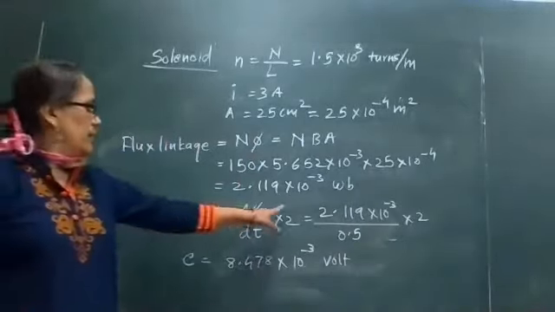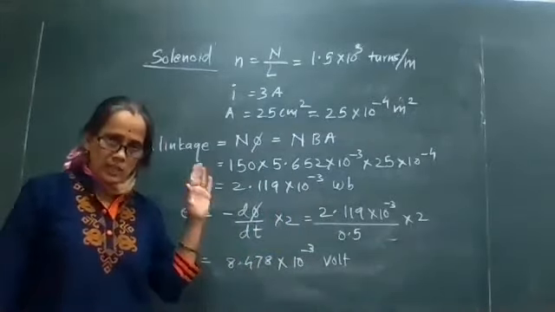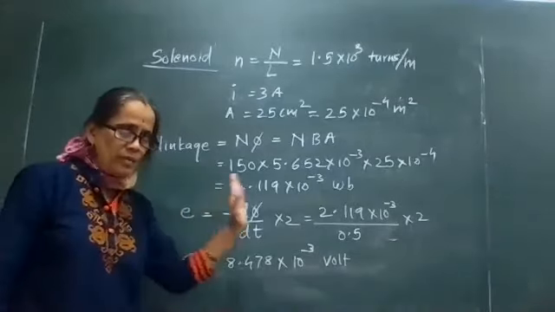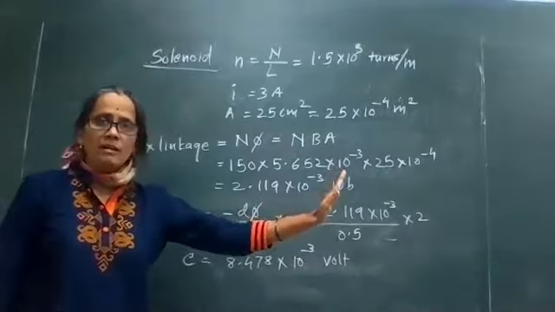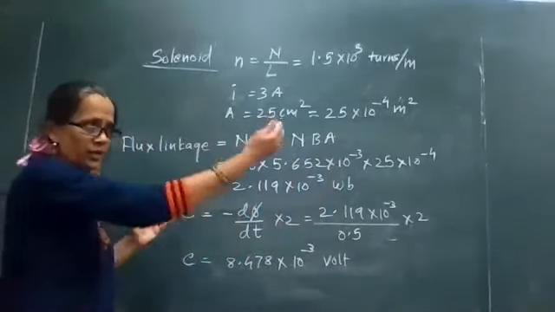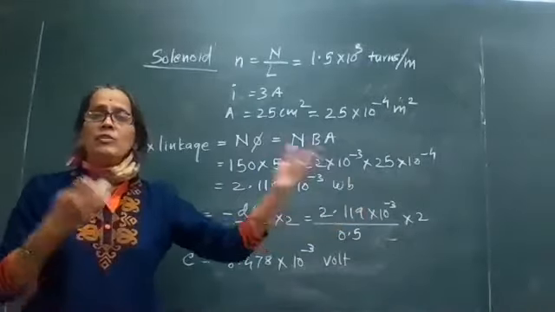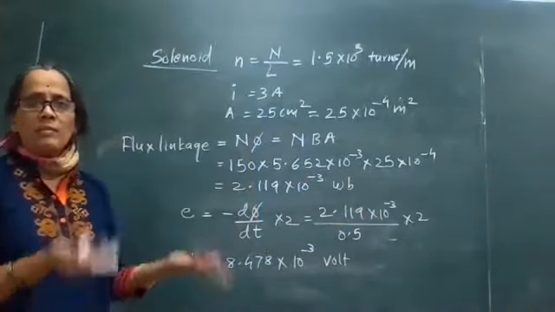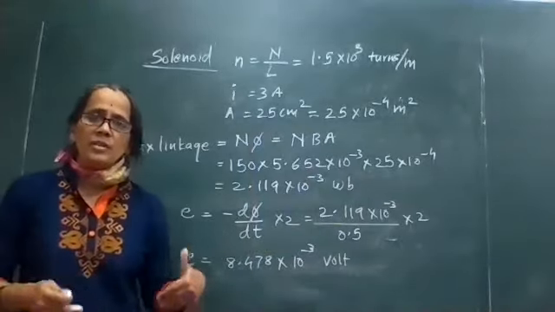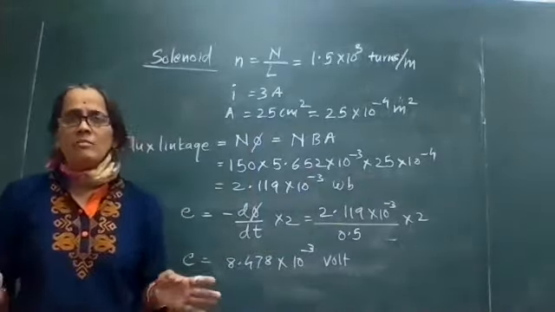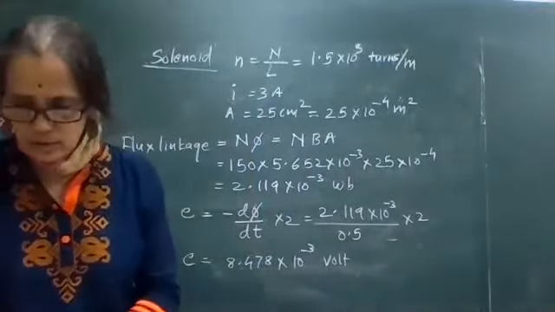Why will this factor 2 come? The current in the solenoid is reversed. Initially, when current is flowing in the forward direction, you get the EMF in the reverse direction. When the current is reversed, the EMF will be in the forward direction. I have to find out the total EMF, so the EMF will become double. I am not thinking about the direction. If we think about the direction, the net EMF will become 0. Right? You have to find out only the magnitude.